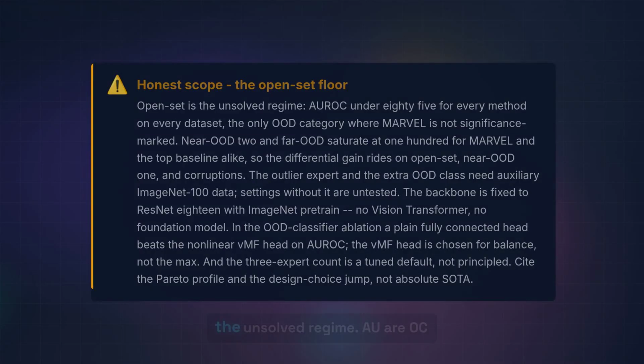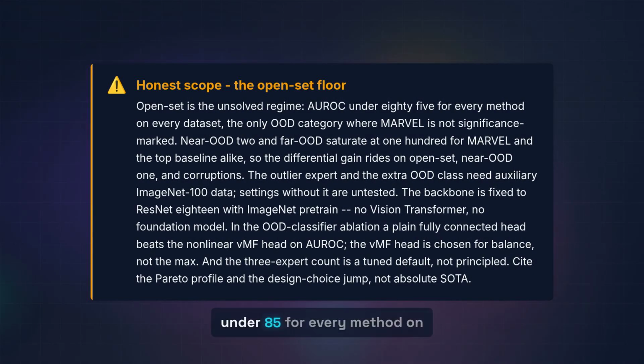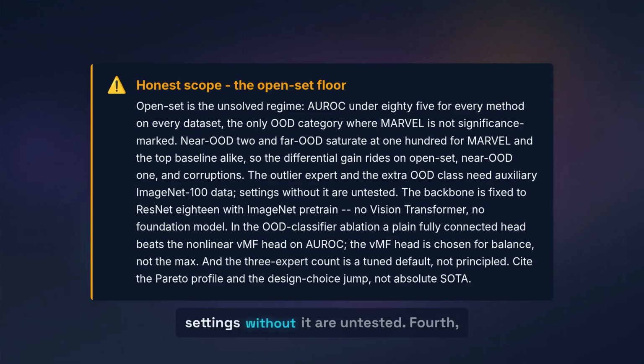5 honest caveats. First, open set is the unsolved regime. AUROC under 85 for every method on every dataset. Second, near OOD2 and far OOD saturate at 100 for Marvel and the top baseline alike, so the differential gain rides on open set, near OOD1, and corruptions. Third, the outlier expert needs auxiliary ImageNet 100 data. Settings without it are untested.